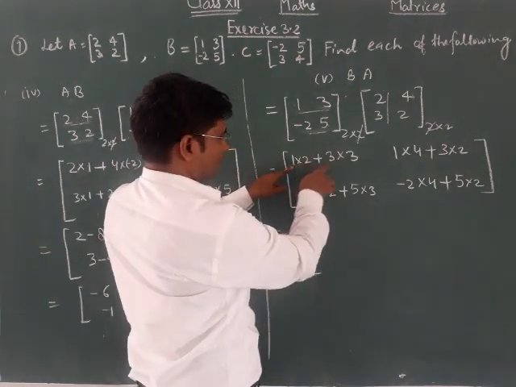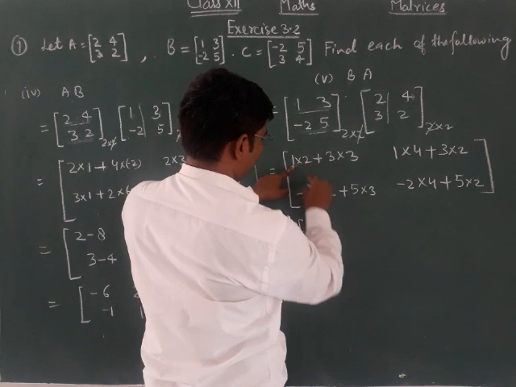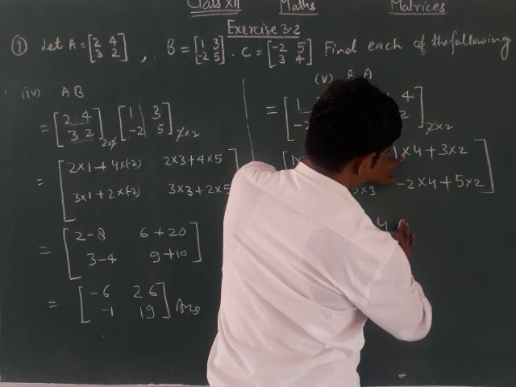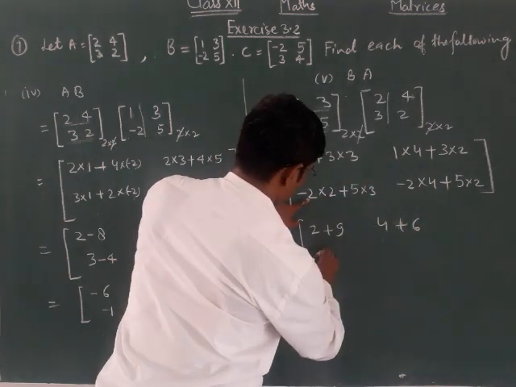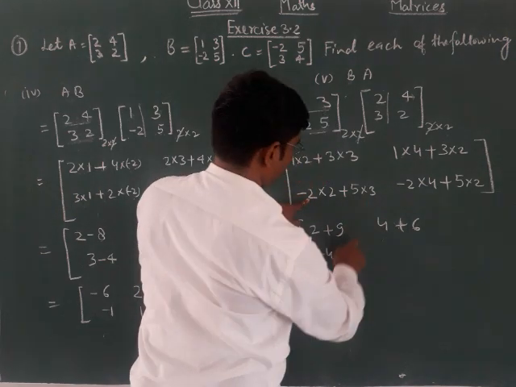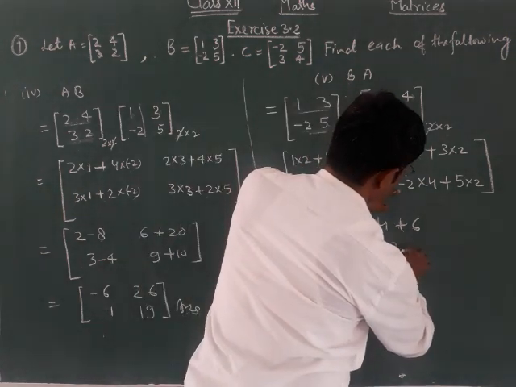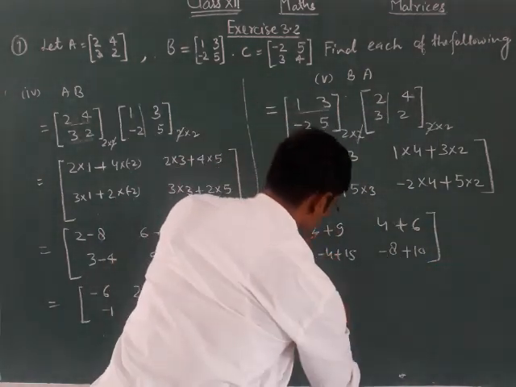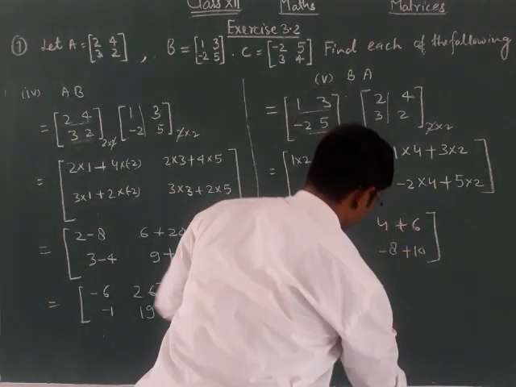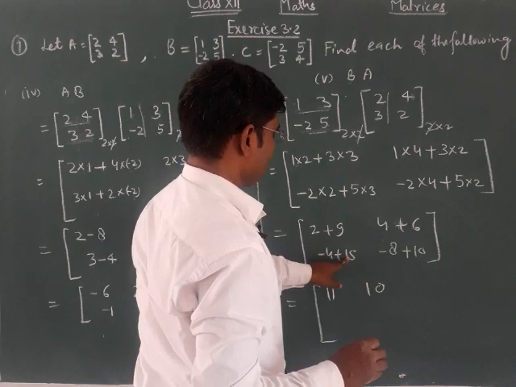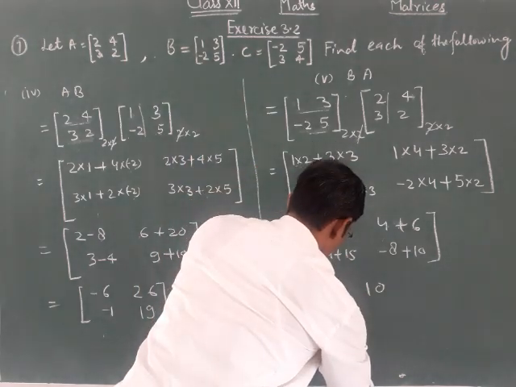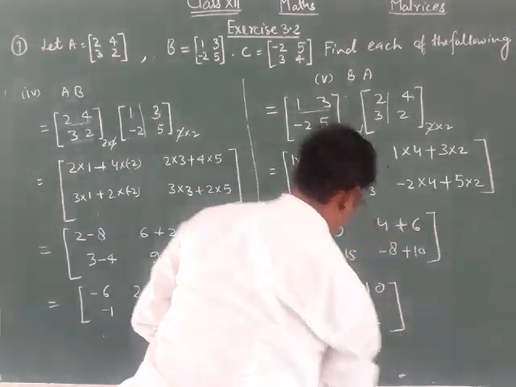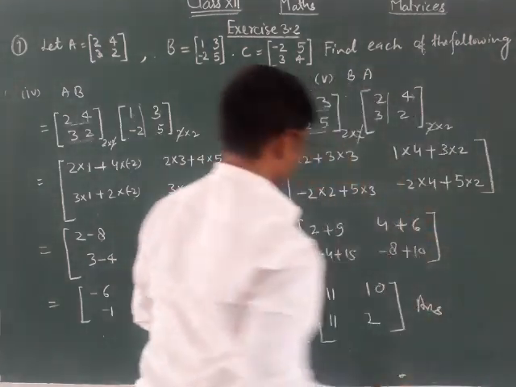So the new matrix: 2 and 9, 4 plus 6, and minus 4 plus 15, and minus 8 plus 10. Now the result gives 9 plus 2 is 11, 6 plus 4 is 10, 15 minus 4 is 11, and 10 minus 8 is 2. This is the answer of the multiplication of the given matrices.